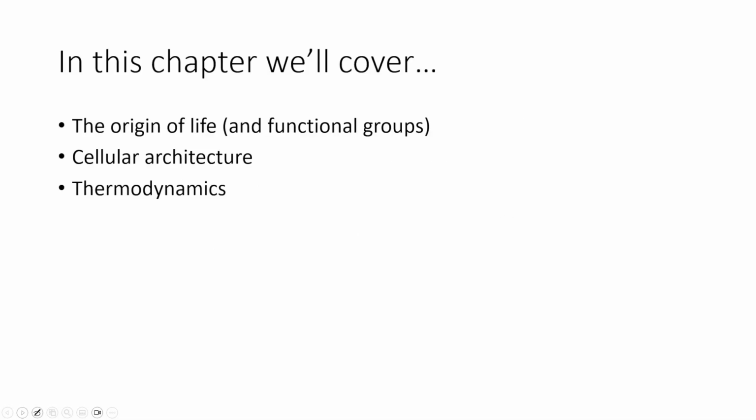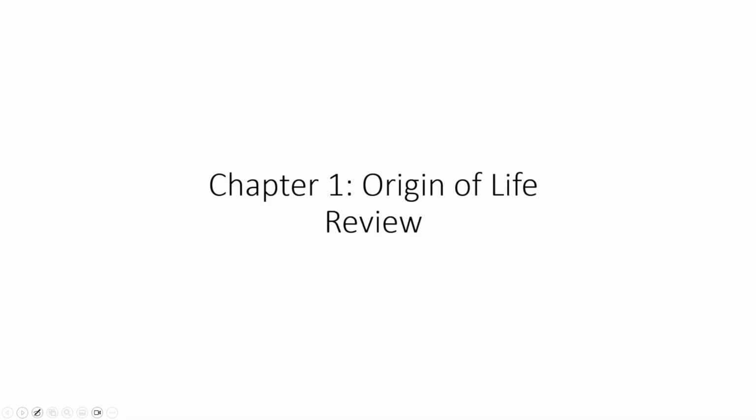So just as a review, this chapter covered 3 different categories or topics. The first topic was origin of life and functional groups, so we'll do a few review questions about that. Then we'll have some review questions about the cellular architecture portion, and then finally we'll do some review questions about thermodynamics. Hopefully everybody was able to understand, and if not, that's what this is for, to help everyone make sure we all know what's going on. So first we'll start with the origin of life review questions.